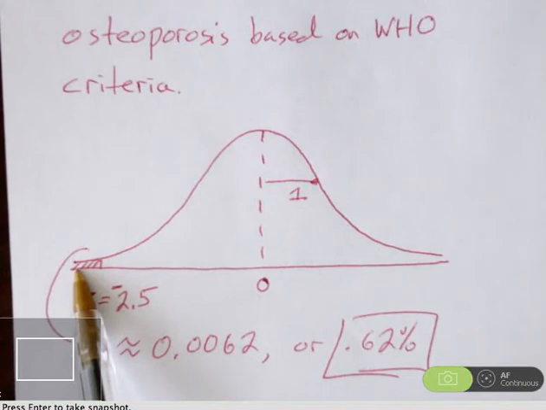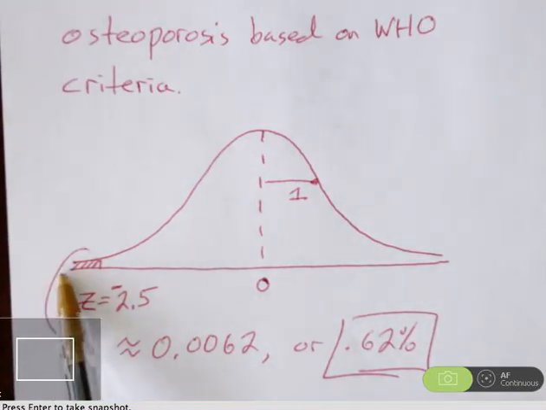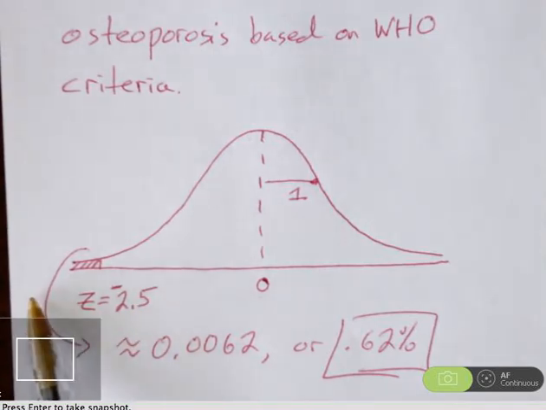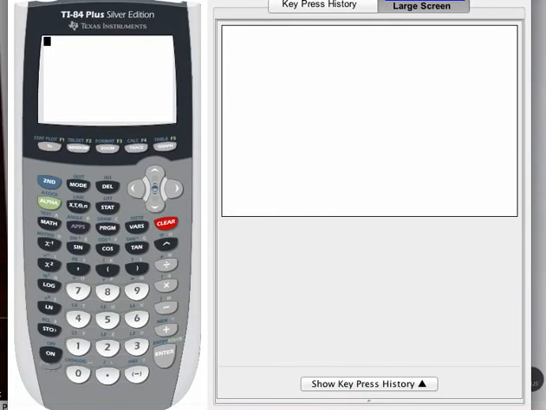So we just have to find that area. Notice there is no boundary on the left side of this area. There is a right boundary at negative 2.5. So that is your upper boundary, and we need to use a z-score of negative 10 for the left boundary, or the lower boundary, in order to calculate this area. So let's go to the calculator.